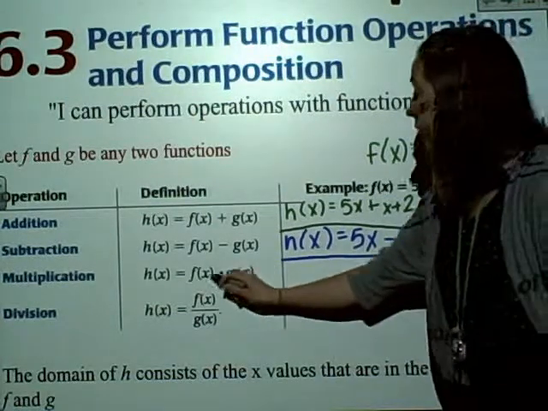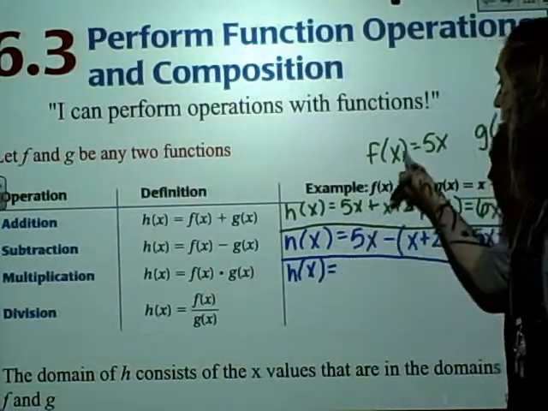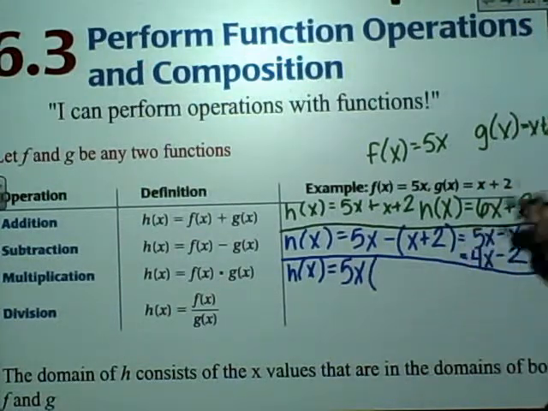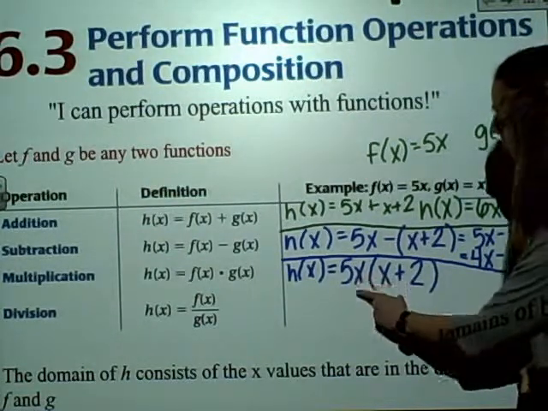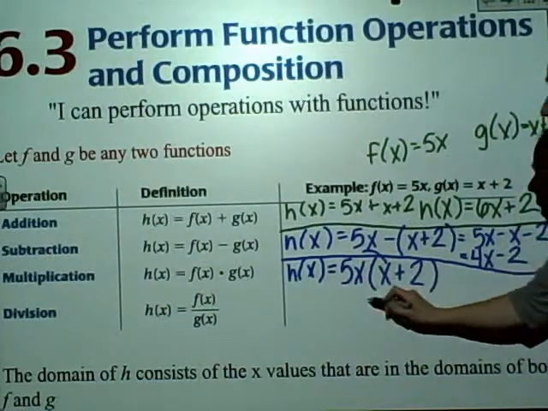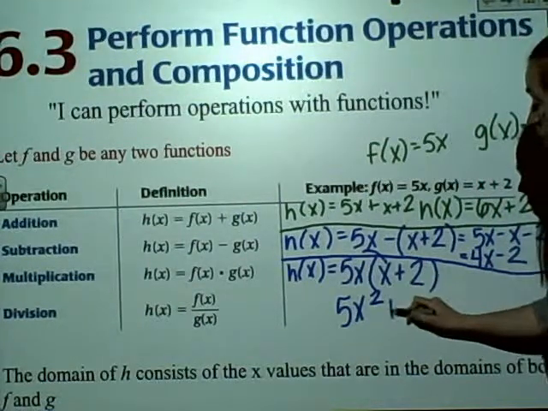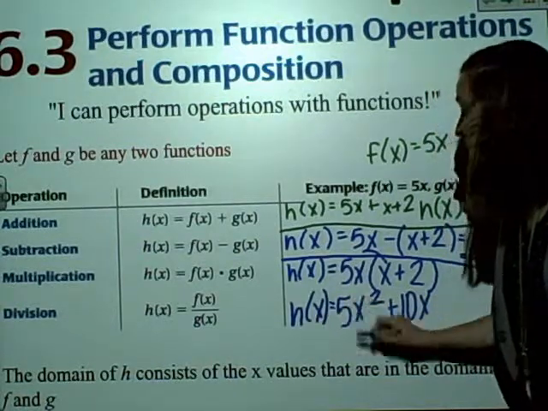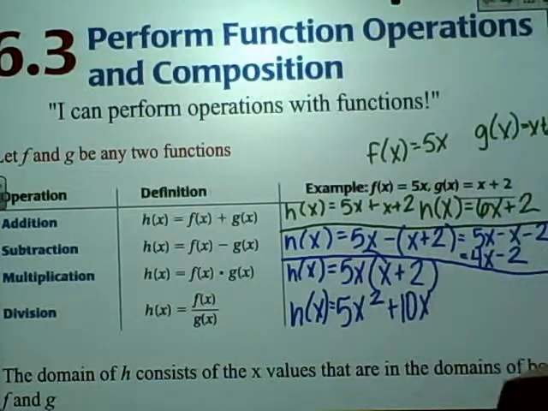Now we'll multiply. f of x times g of x. My f of x is 5x. My g of x is x plus 2. Here, all I'm going to do is distribute that 5x to the x, and then the x plus 2. 5x times x gives me 5x squared. 5x times 2, 10x. I know you guys are tempted to pull out the common terms. We wouldn't do that. We want to leave it multiplied.